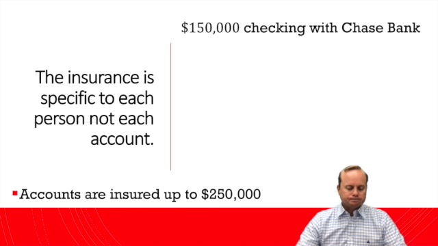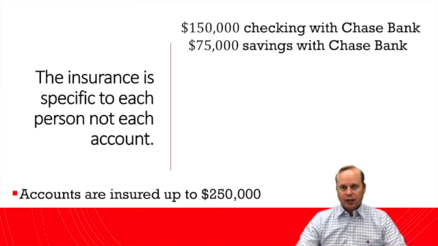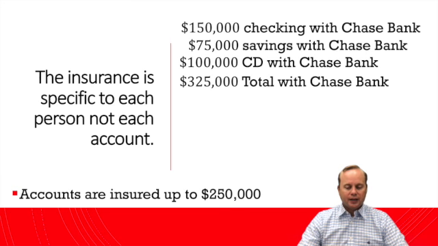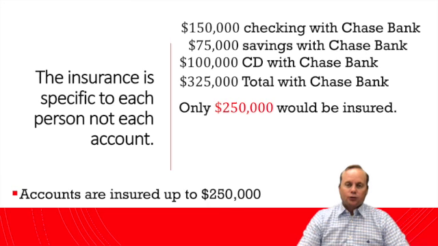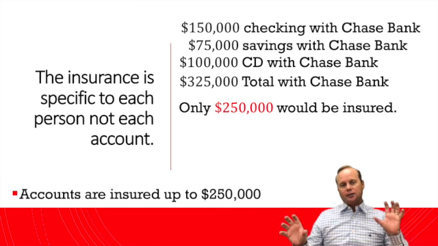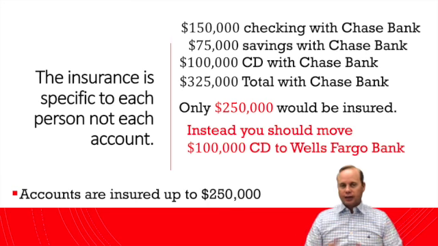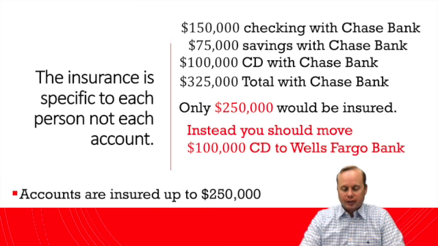So anyway, let's say I have $150,000 in my checking account with Chase and $75,000 in my savings account, and I decide to purchase a CD for $100,000, right? So I've got all of this in my account that totals $325,000. I have exceeded the maximum insured amount, so only $250,000 will be insured. It doesn't matter if it's in separate accounts. So what I would do instead is take that CD and move it over to some other financial institution. That way I could get the insurance that way.